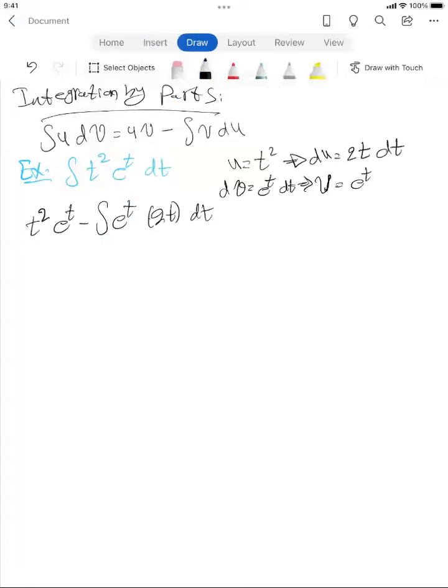So as you can see, for this integral, this is also an integration by parts. Let me write it in a little bit more convenient form. This one will become t e to the t dt.